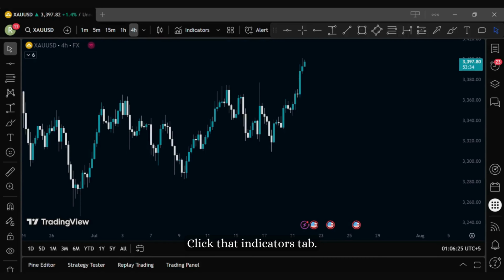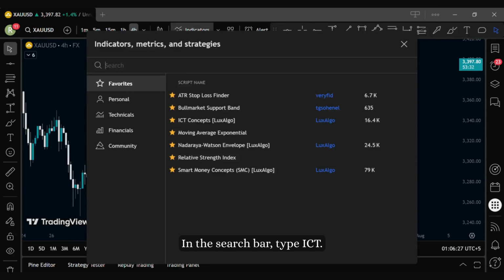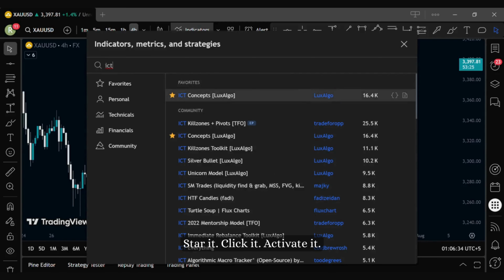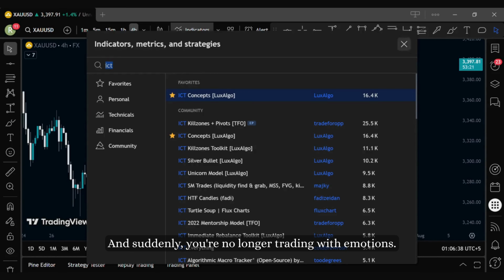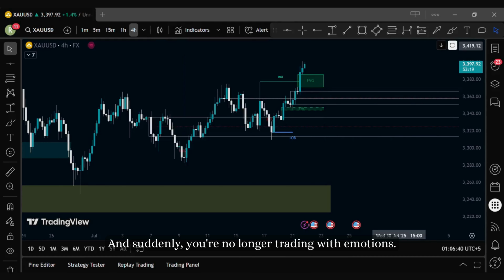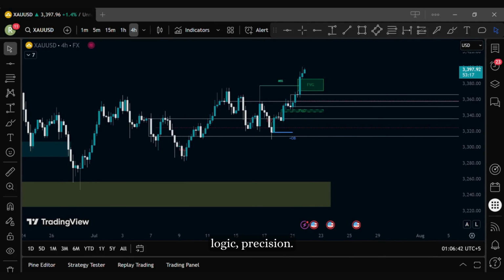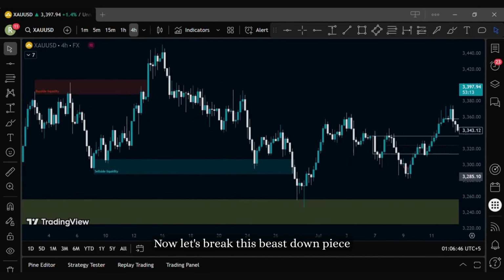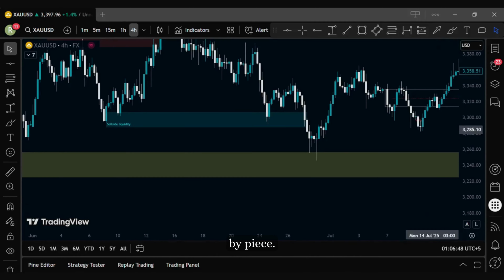Let's start by adding the beast. Click that Indicators tab. In the search bar, type ICT. Yeah, the one by LuxAlgo. Star it, click it, activate it. And suddenly, you're no longer trading with emotions. You're trading with structure, logic, precision. Now let's break this beast down, piece by piece.